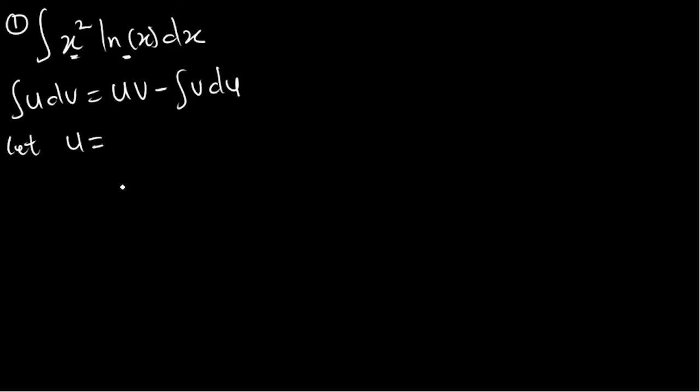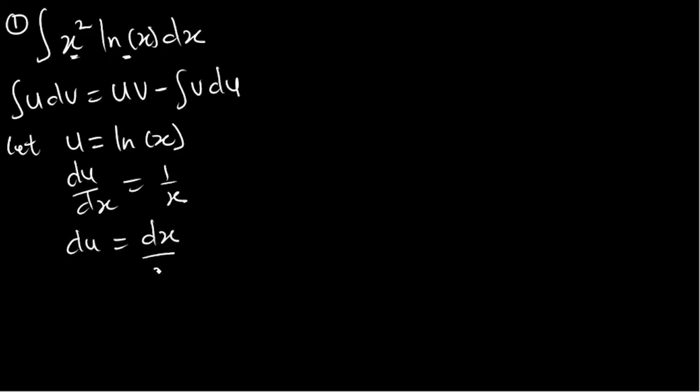This will help you to follow all the steps and never forget other parts. So our u, being the logarithm part, will be ln x. To obtain du from u, we have to differentiate u, whereby du over dx will be 1 over x. To remain with du, multiply by dx on both sides, we'll have du is equal to dx over x. So this one will be the du.